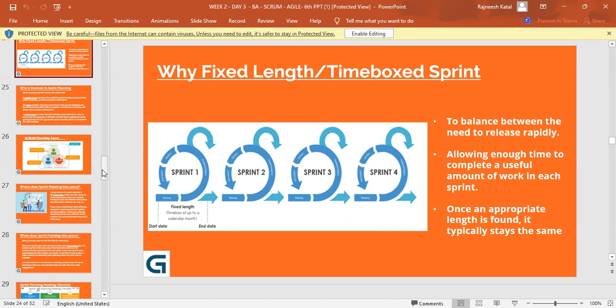So for such kind of things, we really have to ensure that our work is getting done properly and effectively. That's why we have this particular time sprint. And once an appropriate length is found, it typically stays the same. So now, Vandana, to answer your question, even here we have mentioned it typically stays the same.